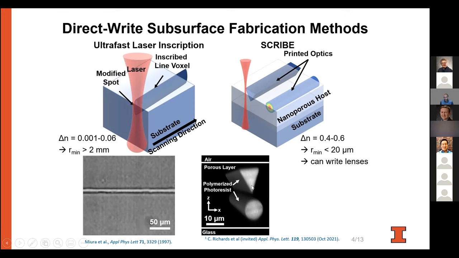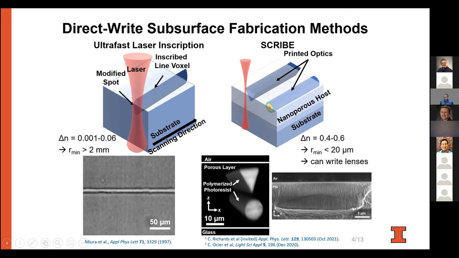We can also make these larger area devices, such as these hyperbolic metal lenses, where we're able to make really complicated cross-sectional geometries or three-dimensional geometries, which have different refractive indices. So this has a higher refractive index compared to the porous silicon background. So you can imagine that we can make micro-optical elements below the surface of the wafer.